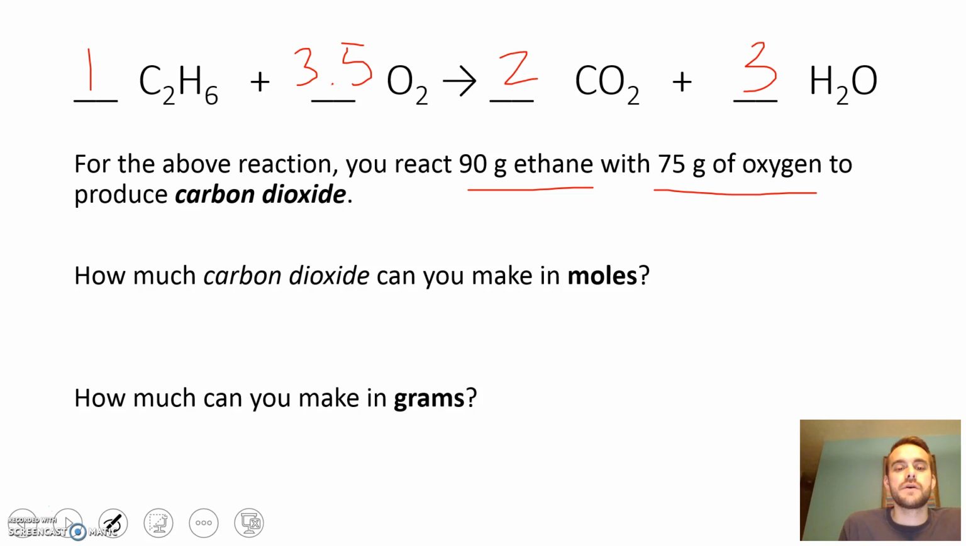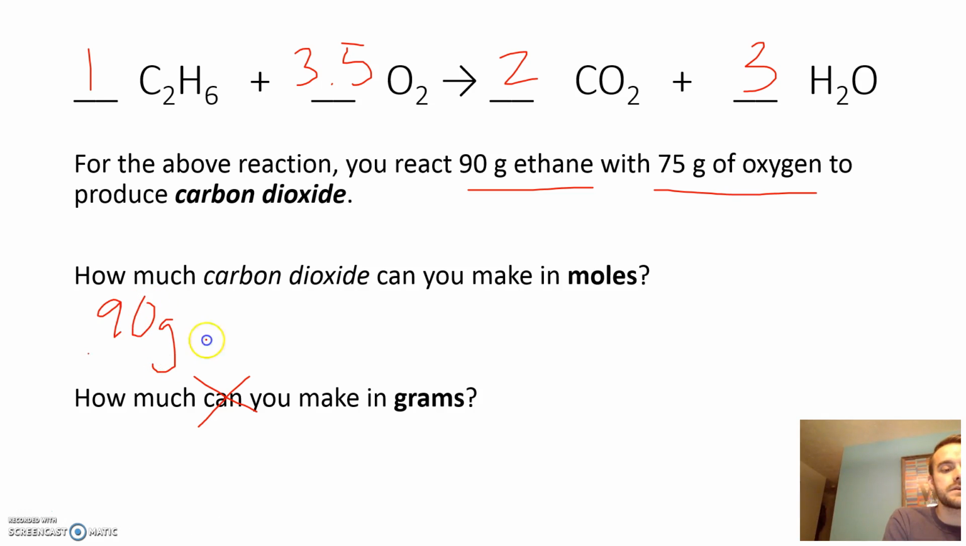Okay? So how much carbon dioxide can I make in moles? And then finally, how much can I make in grams? So I'm going to ignore this bit for now, but we know that we're going to be making carbon dioxide in grams. First, I'm going to take both my reactants and convert them to carbon dioxide. Whichever one gives me the least amount of carbon dioxide, that's actually the max that I can make. Even if I have extra, it doesn't matter. Okay? So what I'm going to start you with, let's convert ethane, 90 grams over 1 of C2H6.